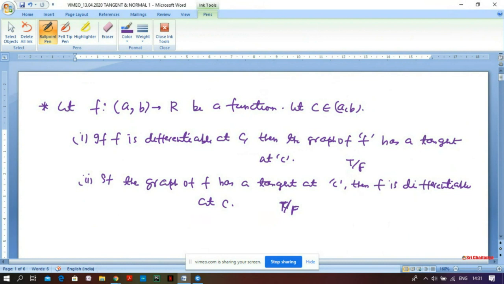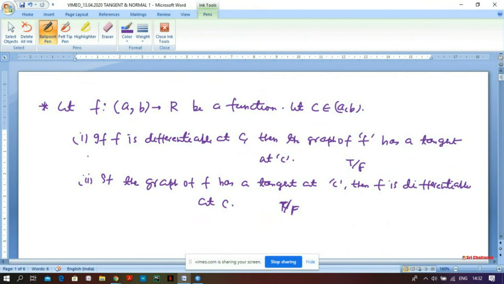It is given, let me read it out. Let f from (a, b) to R be a function, where a and b are not counted in the interval, and c belongs to (a, b) open. That is, c is an interior point. Of course, every point is interior to the interval.